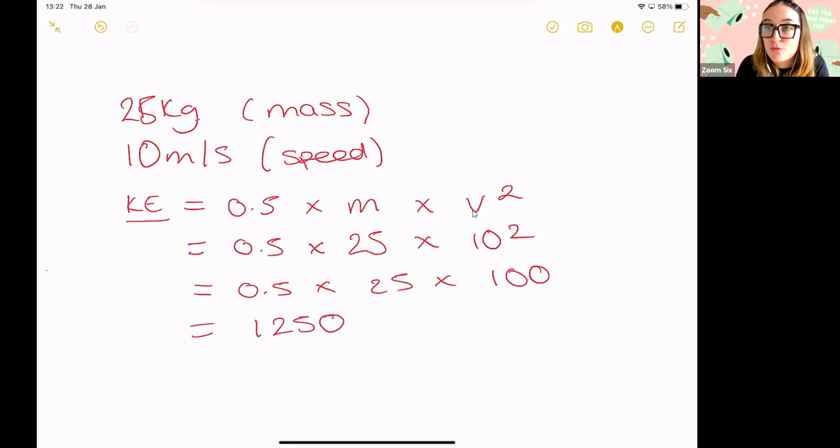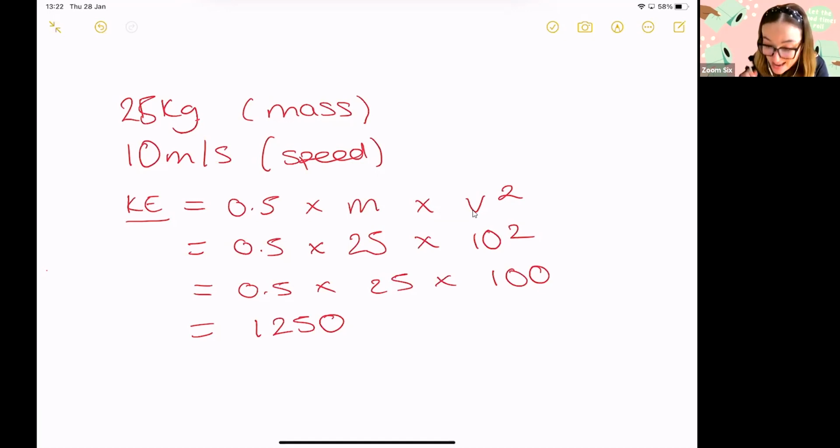1,250. Now remember, you are allowed a calculator in your exam, so none of this is about your mental maths, okay? And well done to that person in the Q&A who got the correct answer. I don't know who you are because you posted it anonymously, but really well done. Now, the last thing I am missing here is my unit.